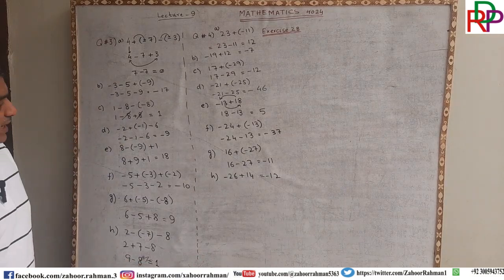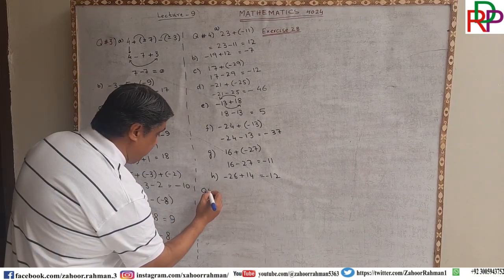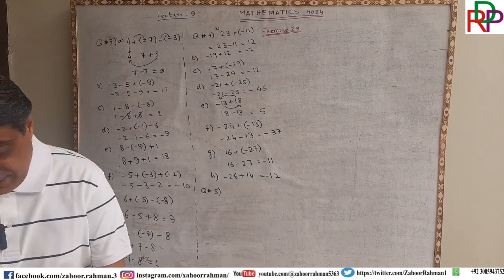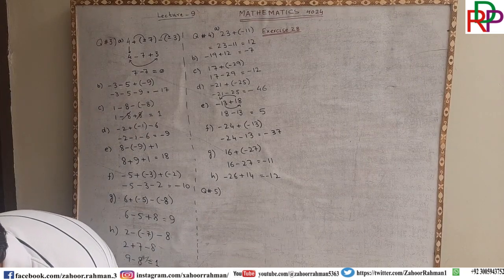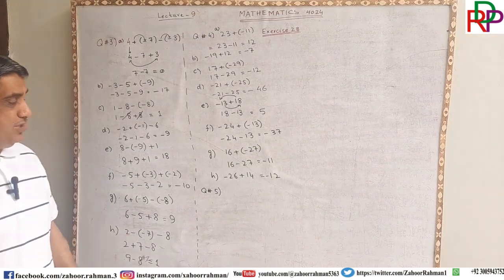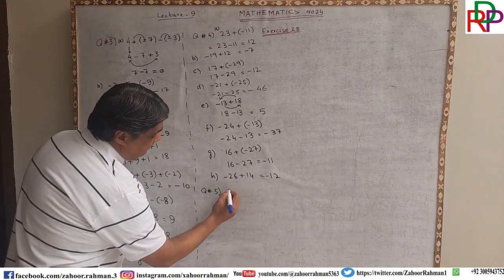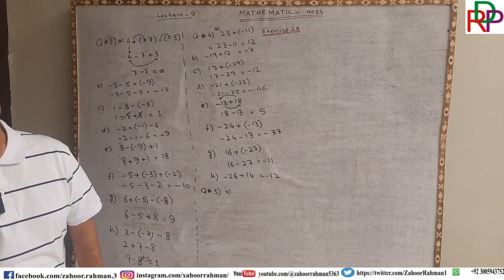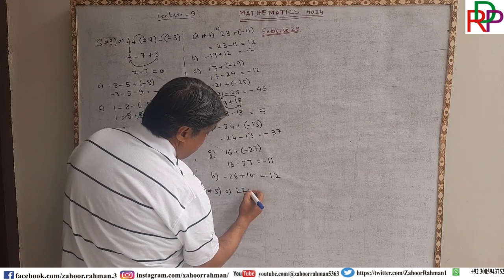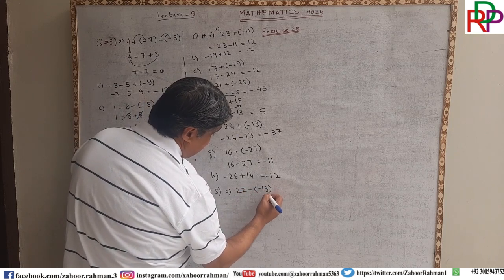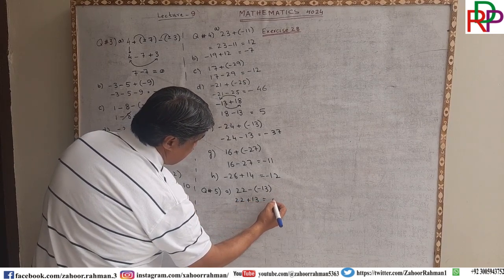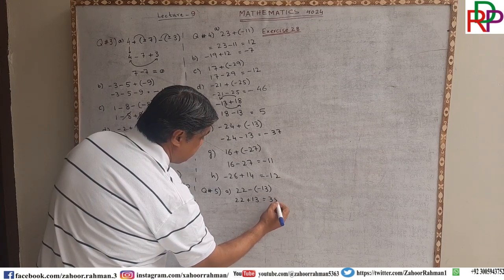Now we are going towards question number 5. Question number 5 is a bit more advanced than the intermediate ones, and they are testing you in different values. In A part, we have 22 minus minus 13. So 22 plus 13, which is equal to 35.